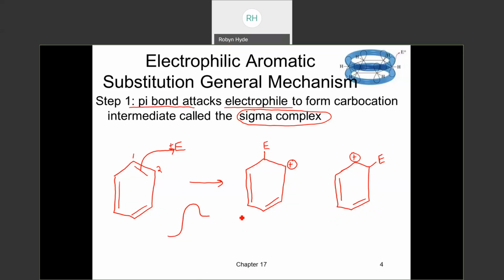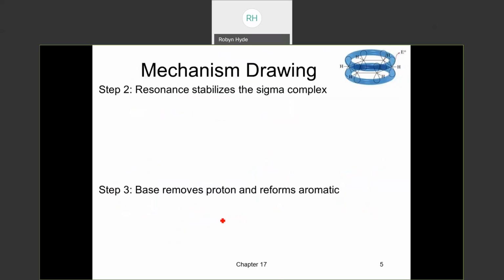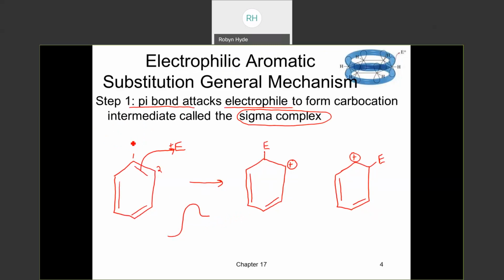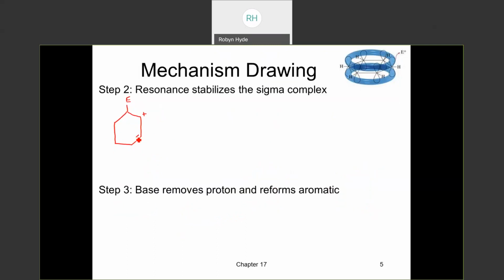But this carbocation is relatively stable. It is relatively stable because it is being stabilized by resonance. So it is important that you remember how to draw resonance. Let's go ahead and practice that together. If I have my ring, I'm going to add electrophile, I'm going to add positive charge. To make sure that I transfer the structure exactly correct, I have my pi bond here and my pi bond here.